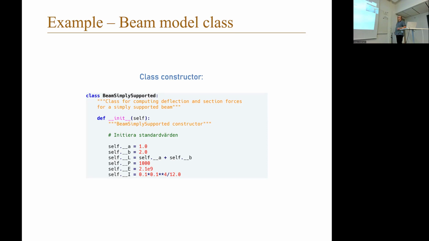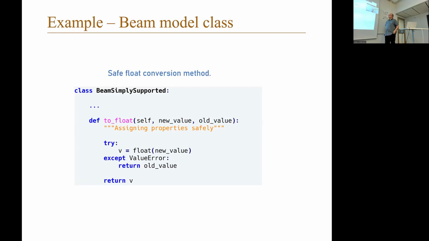So first, we create our class, beam simply supported. I create private variables here. So my member variables are private, A and B. L here is computed from self A plus self B. I have self P, E, and I here. So I set sensible default values and everything.